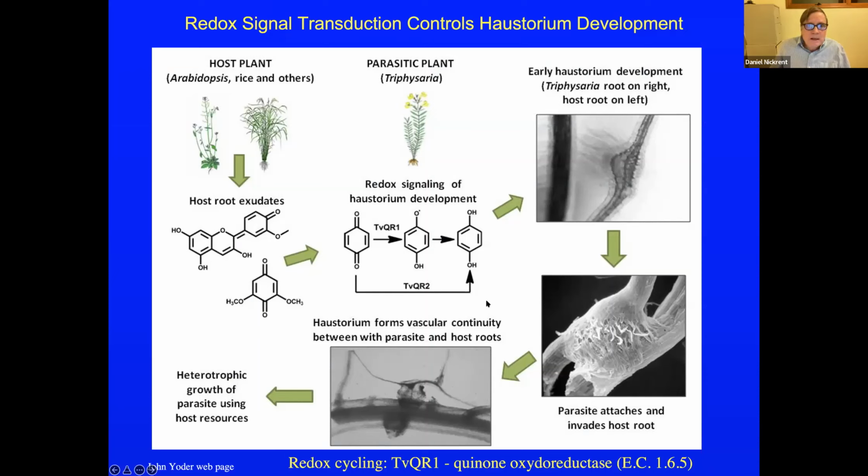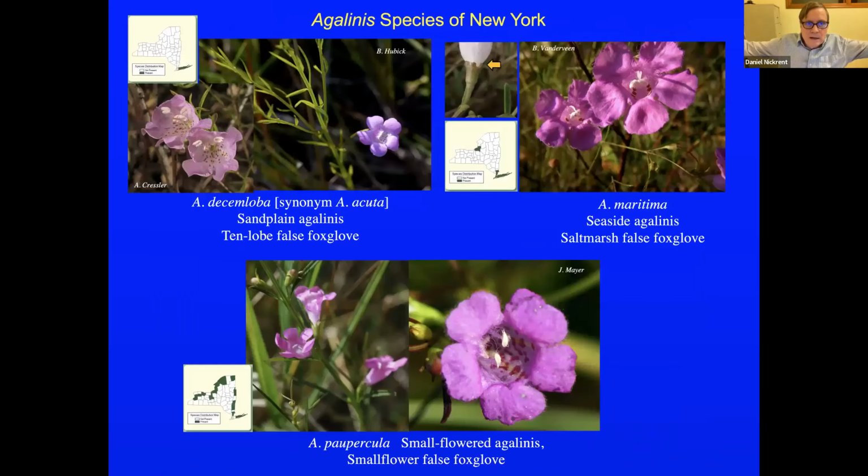So it was all because of really working on a native plant, Agalinis, and that's going to bring us then to Agalinis in New York, because some of these are actually some of our rarest wildflowers. The very first one, Agalinis decemloba, sometimes called acuta, sandplain Agalinis. You can see it occurs just down there on Long Island. Only, I think, a total of 15 populations.